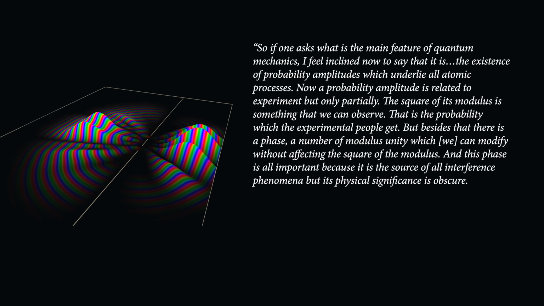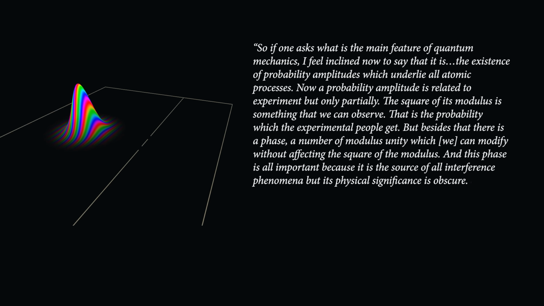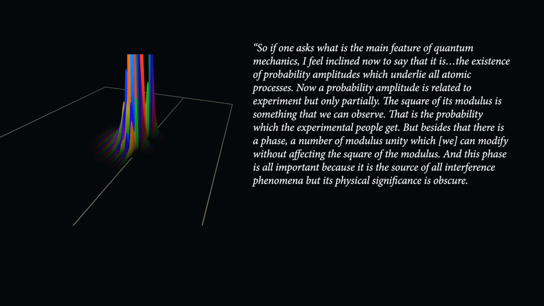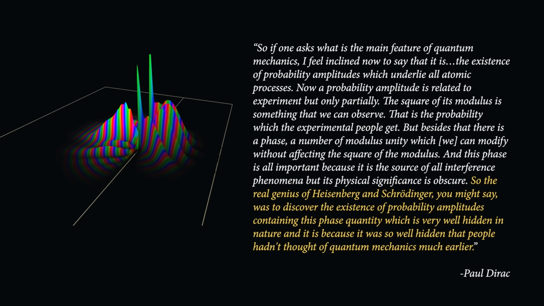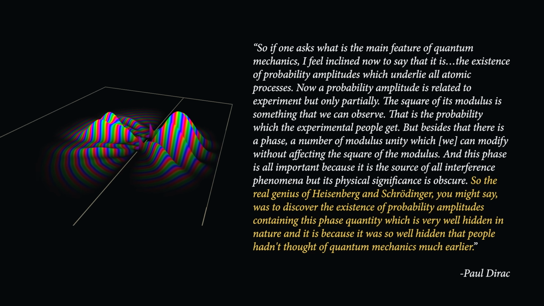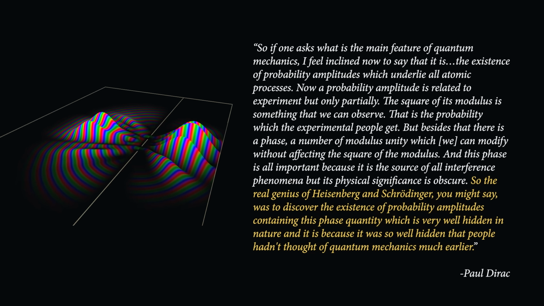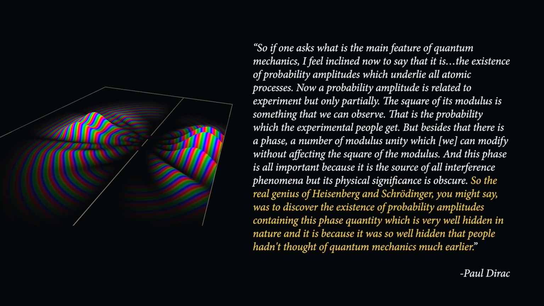But besides that, there is a phase, a number of modulus unity, which we can modify without affecting the square of the modulus. And this phase is all important, because it is the source of all interference phenomena, but its physical significance is obscure. So the real genius of Heisenberg and Schrödinger, you might say, was the discovery of the existence of probability amplitudes containing this phase quantity, which is very well hidden in nature. And it is because it was so well hidden that people hadn't thought of quantum mechanics much earlier."